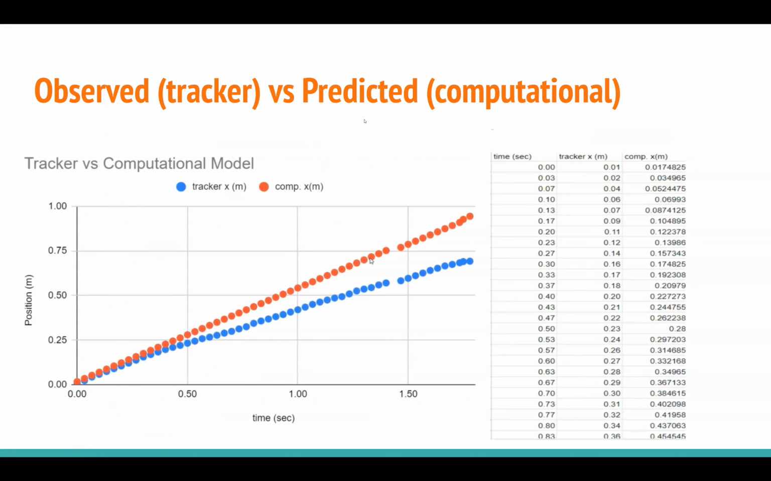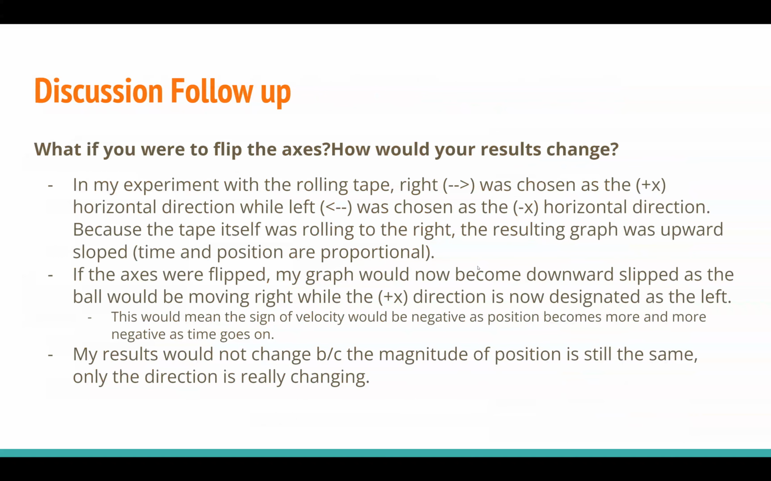So here's one of the key takeaways: the observed tracker versus the predicted computational tracker. As you can see, the red line here is the computed tracker, and our blue line is the tracker that we got from our video. The computational one is very straight and flat, whereas the blue one kind of tapers off, and that's because of the error in our system, such as the friction or other human error.